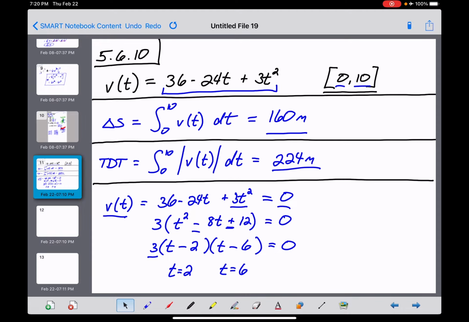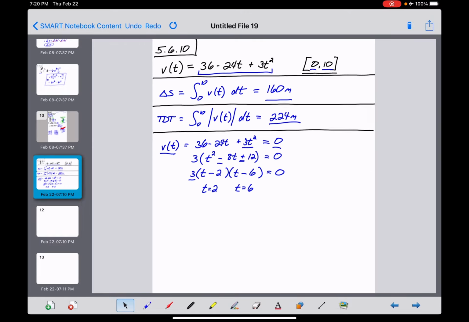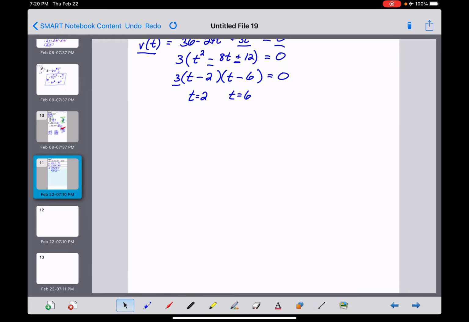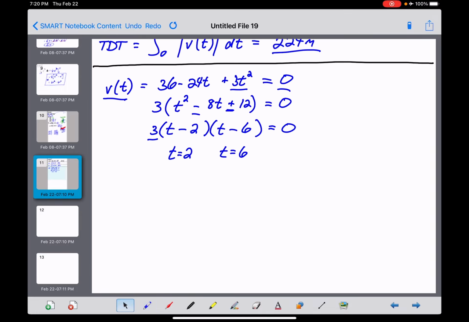So what are we going to do with that? What that means, why is this not scrolling on me? Oh, maybe because I didn't do that. Okay, what that means then, guys, is that at every other time in this interval, the thing is moving. It's either moving to the left or to the right, depending on the sign of its velocity function.